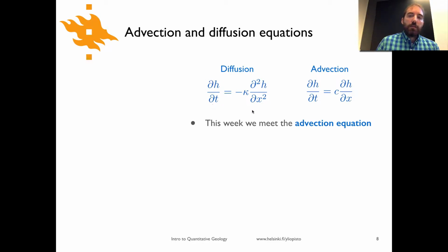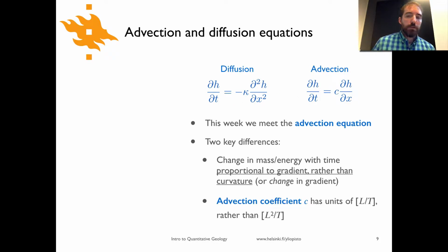So we have dh dt on the left side in both equations, and we have something related to the change in height divided by some small horizontal distance. But here we have only the first derivative compared to the second derivative in the diffusion equation. And we have some slightly different constants out in front. So these are our main differences. The change on the left side is related to now a first derivative rather than a second derivative of the height, or whatever it is you want to represent, and a coefficient out in front.